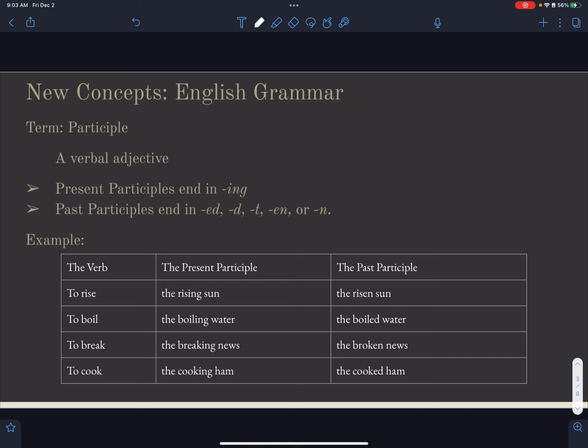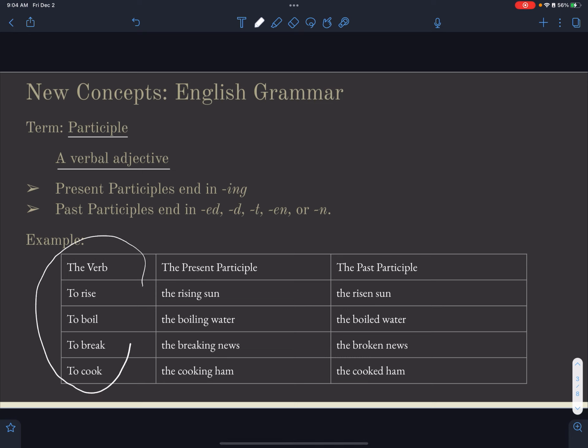A new term I'm introducing to you is a participle. All a participle is, is a verbal adjective. You use them all the time. Basic English: present participles end in ing, and past participles end in ed, d, t, en, or just n. Below I've put some examples so you can see how that works.